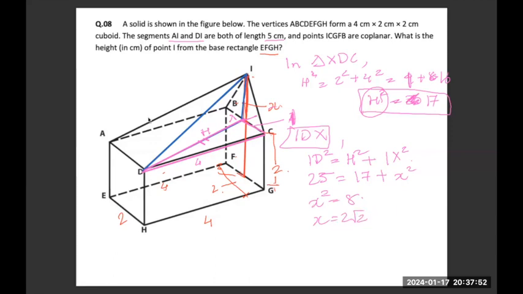2 root 2 value is approximately equal to 2.8 roughly. So the total distance from base to point I will be equal to 2 plus 2.8, which is 4.8 units. Centimeter, sorry. Any doubts, any questions?